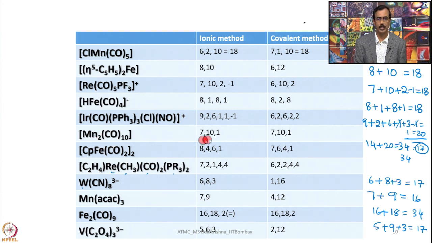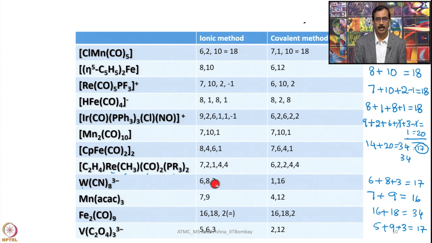Now you go to this one, again this is a 18 electron species here, because one covalent bond will be there, 7 plus 10 and 1 metal-metal bond will be there. So it will become 18 electron species here. And then in this one also metal-metal bond is added here. So it becomes 18 electron species. And here no issues, okay. And here it also, it is 18 electron species, okay.